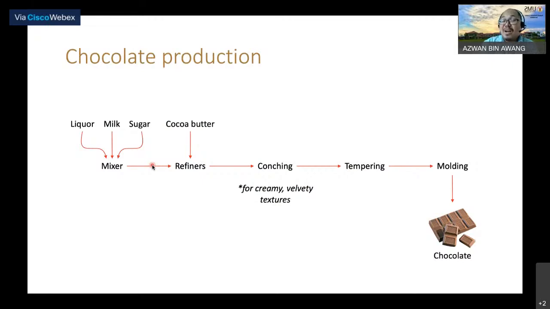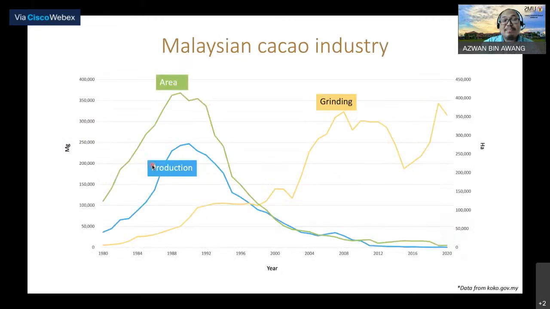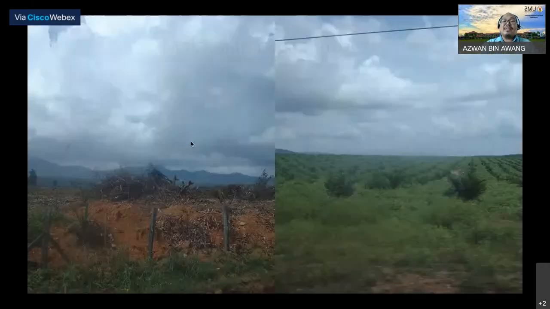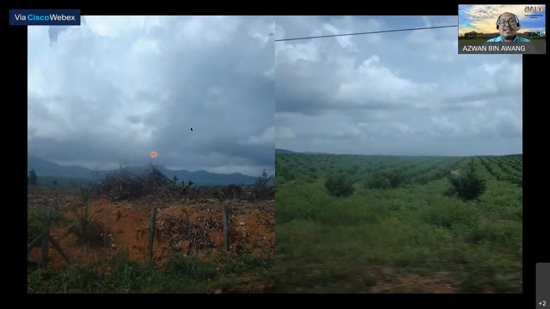What are the things now trending in cocoa? In Malaysia, the production of cocoa is reducing, but we can see the grinding is increasing. We are among the top grinding. Grinding means that we buy beans and we grind, and produce semi products. Well, this just shows that many factors contribute.